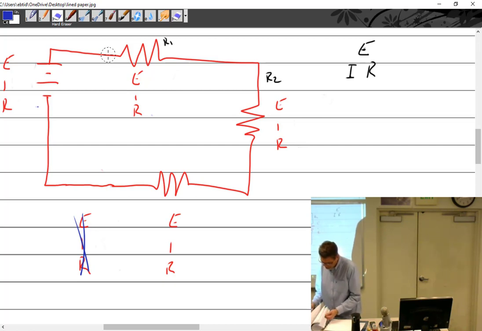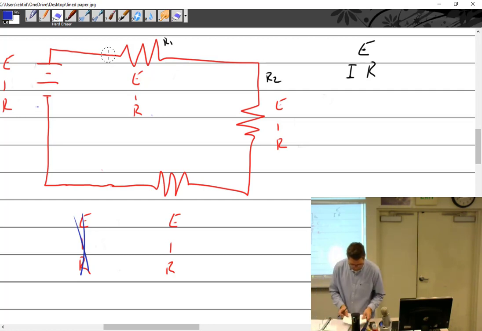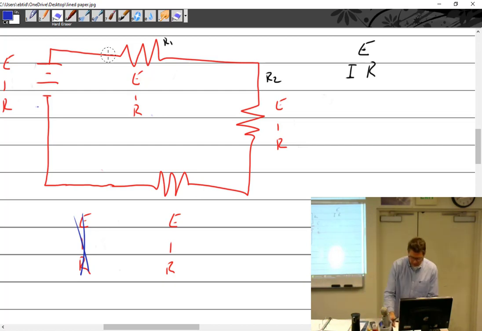Let me see. We just solved them all. Okay, so we could do something like this. I could say 12 volts. 12 volts. 12 milliamps.